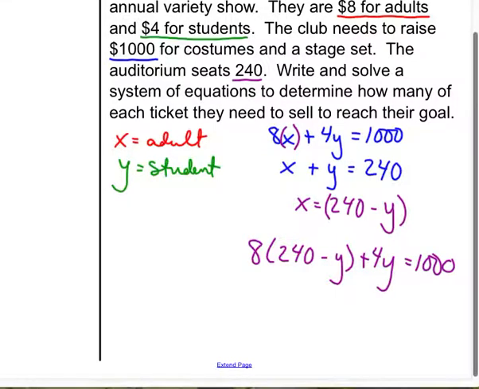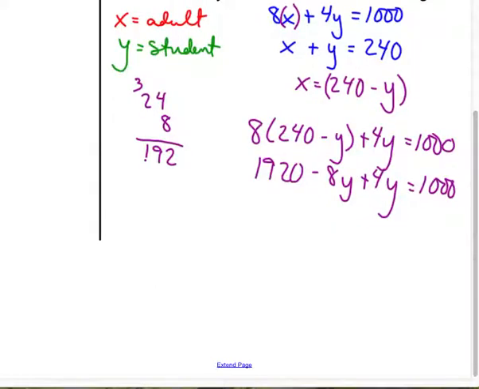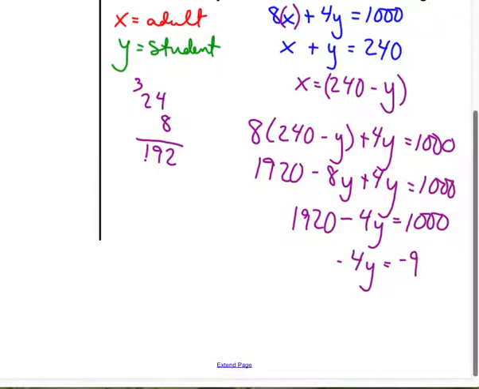Alright, and since I didn't work this out ahead of time, 240 times 8 gives me $1,920. Combining my like terms, I'm going to get 1920 minus 4y equals 1,000. Subtracting 1920 from both sides, and dividing both sides by -4, I will get 230 student tickets.